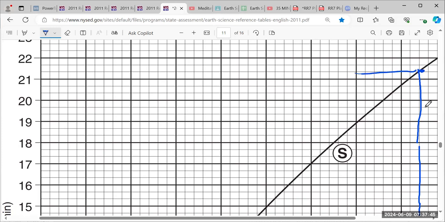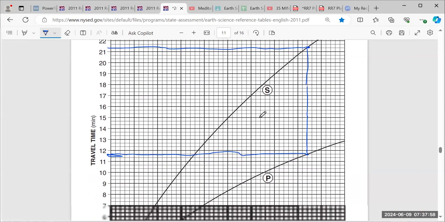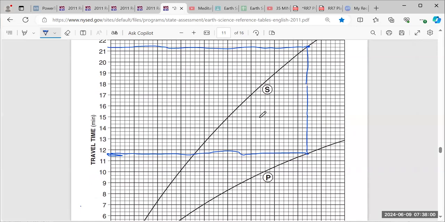And now, go here. Here we go. All right. 21 minutes and 20 seconds. So when I zoom out, when the P wave arrives at 11 minutes and 40 seconds, the S wave arrives at 21 minutes and 20 seconds. So the difference has to be between the two, all right?